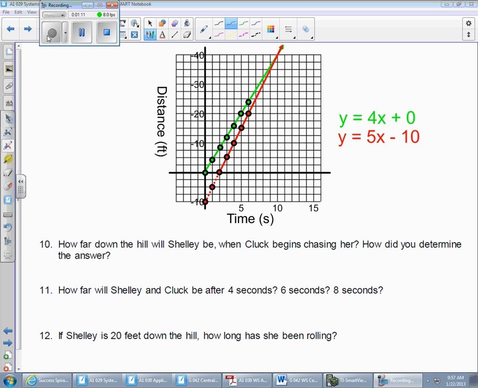Okay, number 10 asks, how far down the hill will Shelley be when Cluck begins chasing her? How did you determine the answer? Well, right there is where Cluck begins running, and we just need to see what's going on there with Shelley.